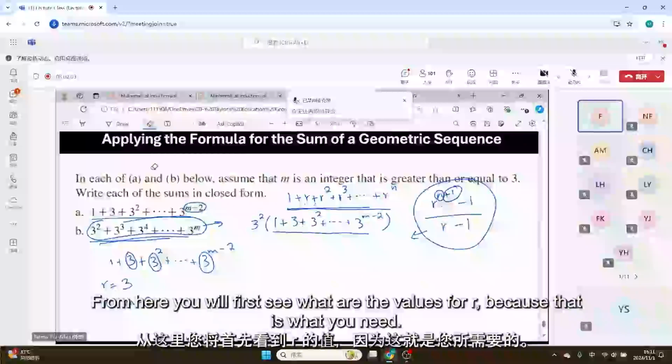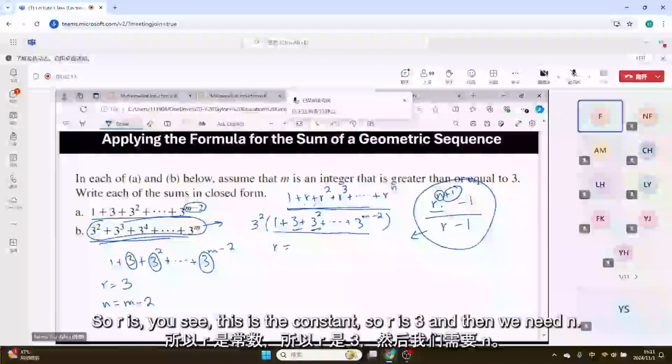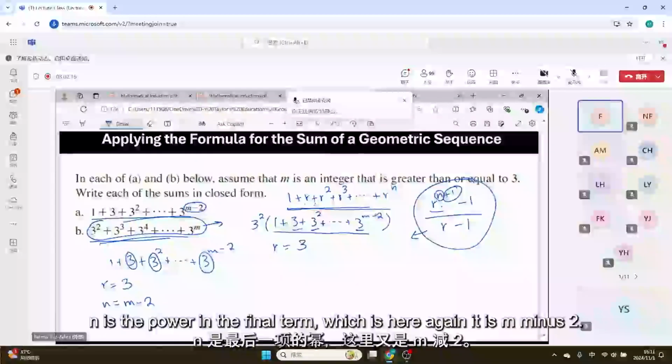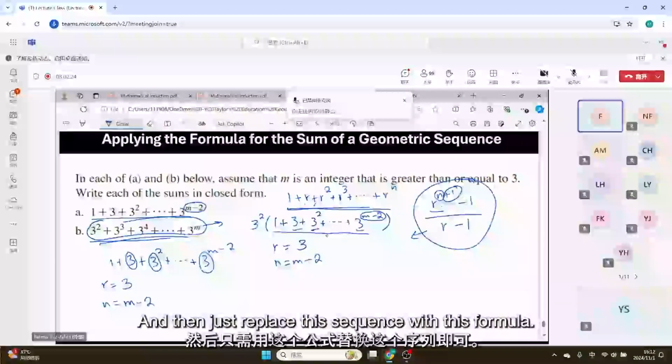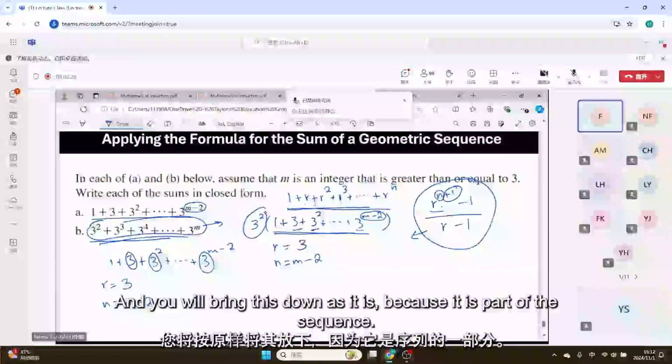From here, you will first see what the values for R are, because that is what you need. So R, you see, is the constant. R is 3, and then you need n. n is the power in the final term, which here again is m minus 2. And then just replace this sequence with this formula, and you bring this down as it is, because it is part of the sequence.